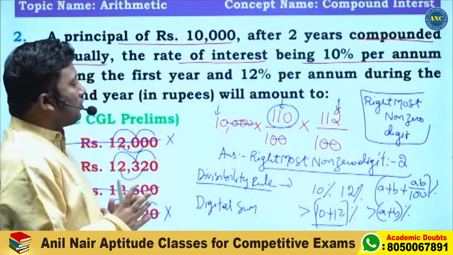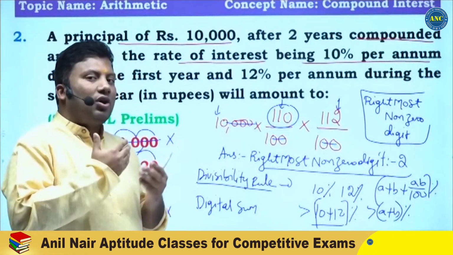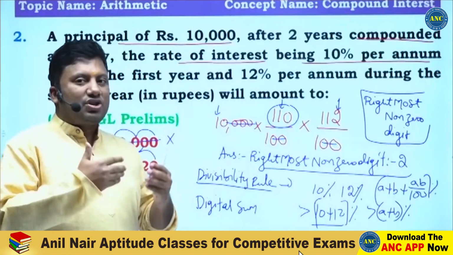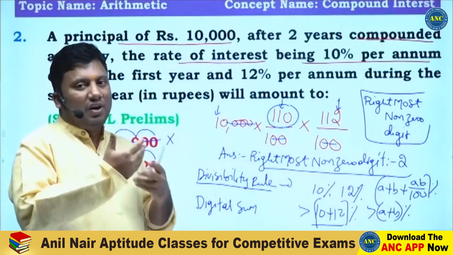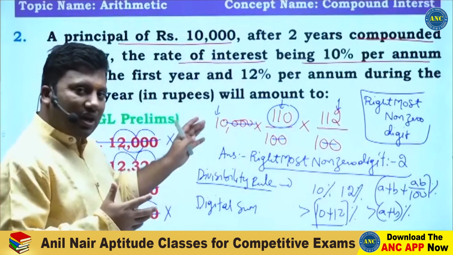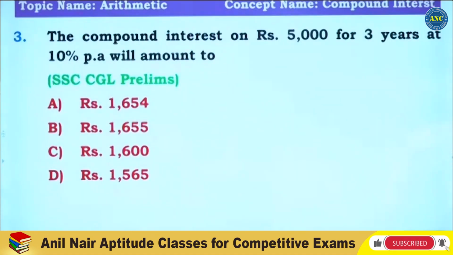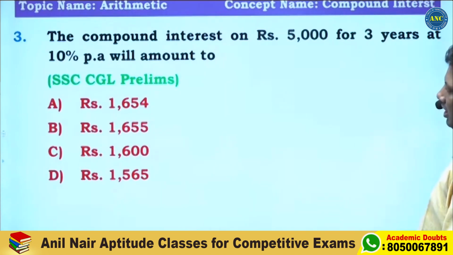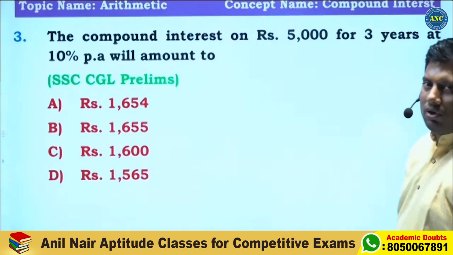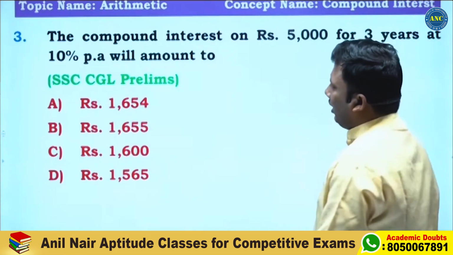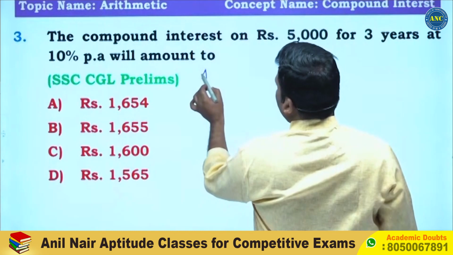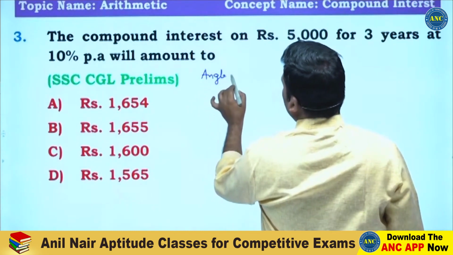There are multiple angles to solve the problem. Once you solve 25 to 30 questions, you will get the habit of solving it in Anil Nair's way. Second question, I hope the idea is clear. Third question, see here. The compound interest on rupees 5,000 for 3 years at 10 percent will amount to... now angle 1. What is the first way to look at this question?